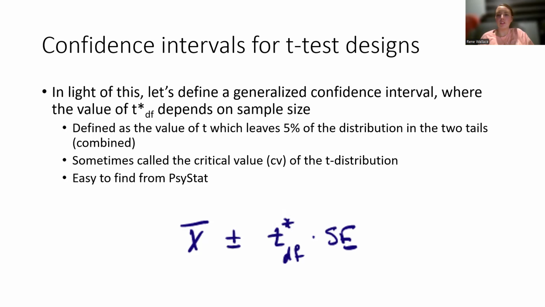Sometimes we call this the critical value. You would see that referred to as CV, or sometimes we call it t-crit, the critical value of the t distribution. But luckily, our SciStat calculator can find it. So here's what the formula looks like. We have x bar plus or minus this estimated t with degrees of freedom times SE.